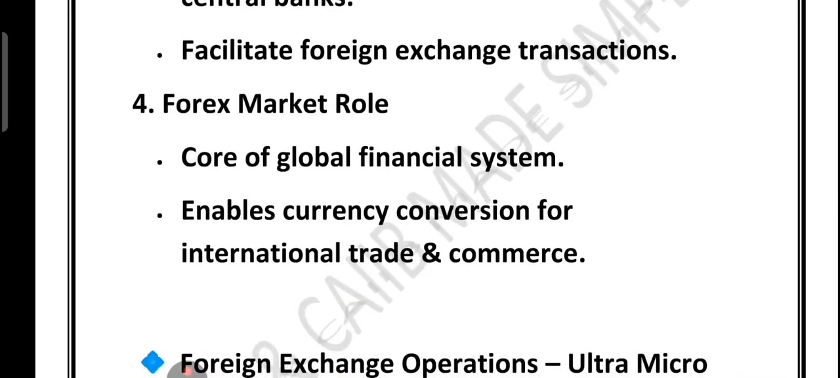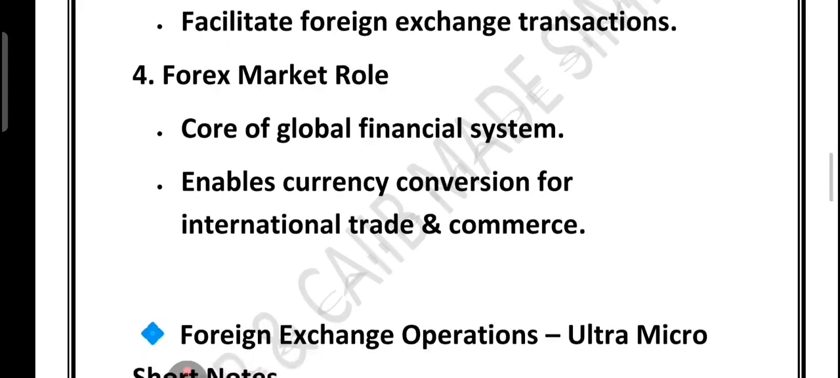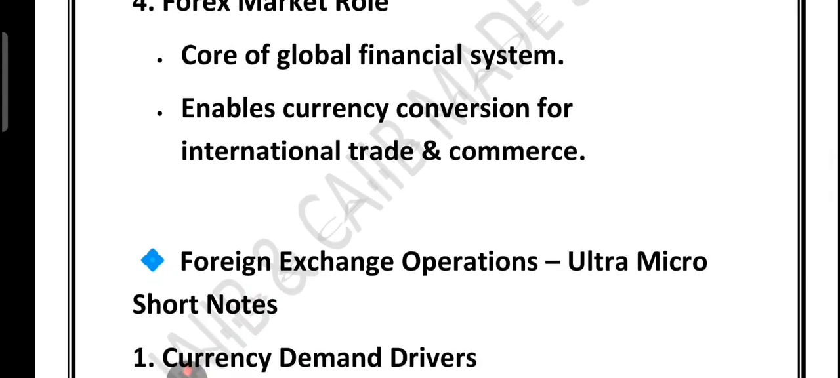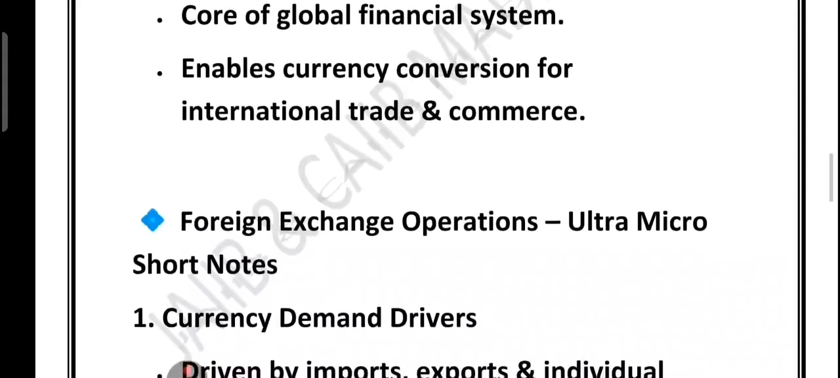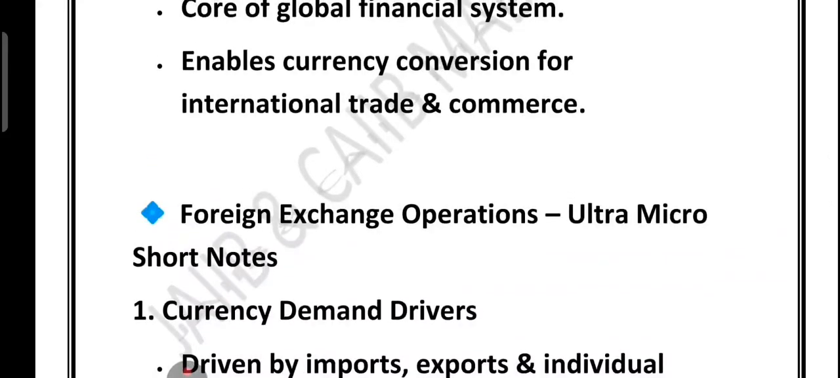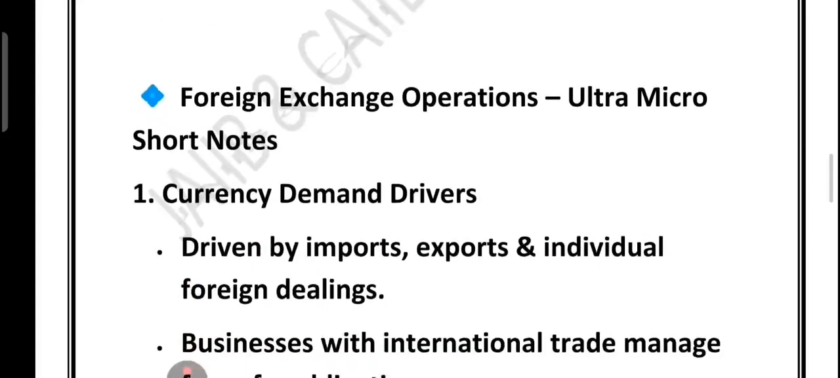Then we have the forex market. The foreign exchange market is the backbone of global finance. It enables currency conversion for international trade, investment and payment. Without a forex market, cross-border commerce would face many hurdles. So we can conclude that, in short, global treasury manages funds across currencies, authorized dealers handle foreign exchange transactions, and the forex market ensures that the world economy keeps moving smoothly.